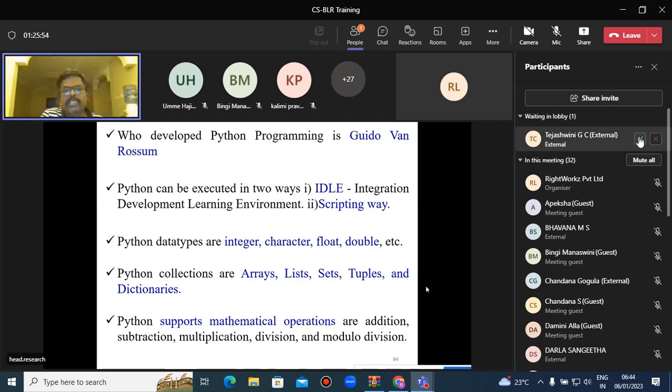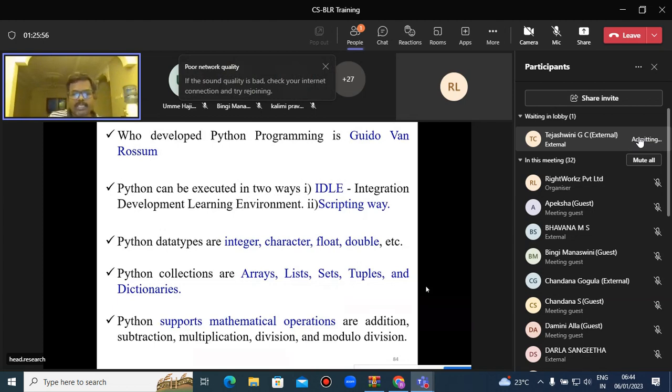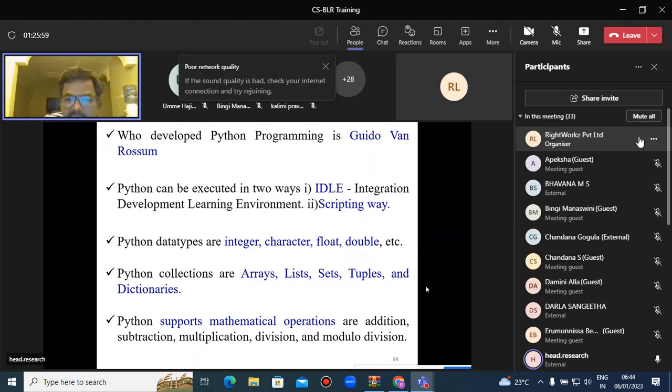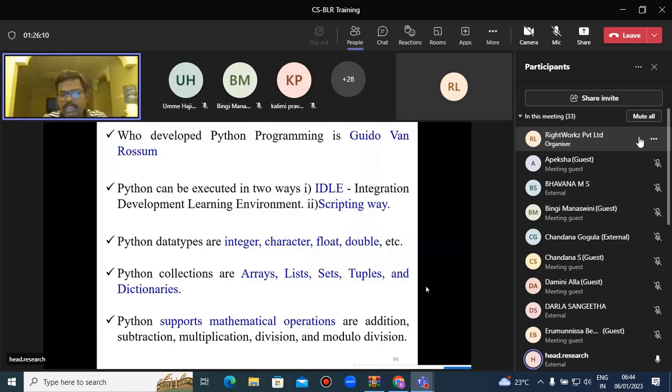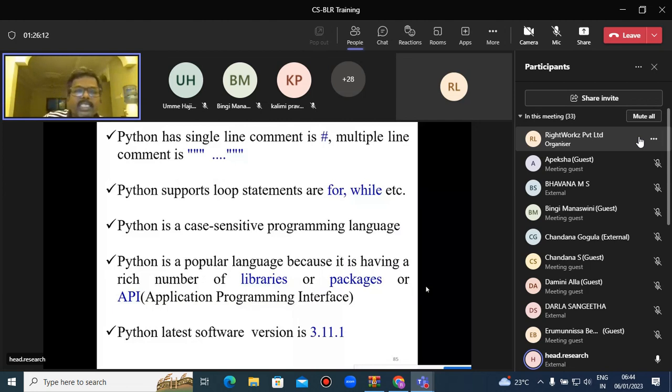Python data types are integer, character, float, double, etc. Python collections are arrays, lists, sets, tuples, and dictionaries. Python supports mathematical operations: addition, subtraction, multiplication, division, and modulo division. Python single line comments start with hash. Python is a case-sensitive programming language.